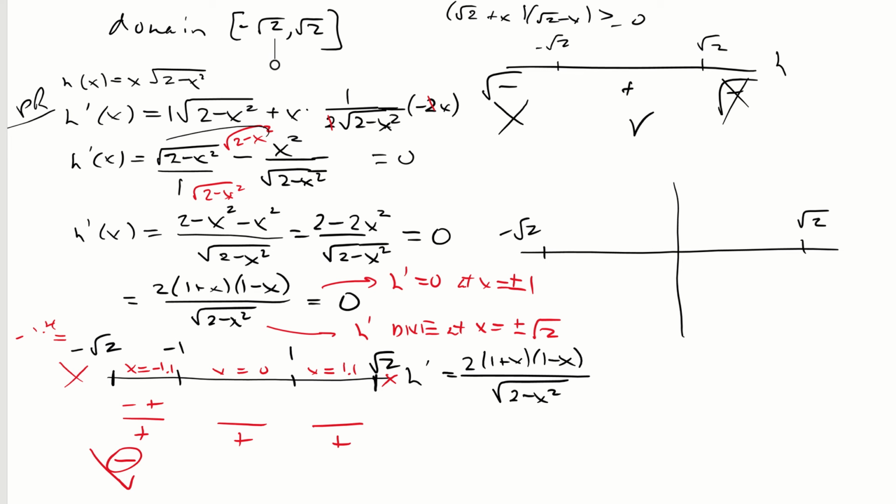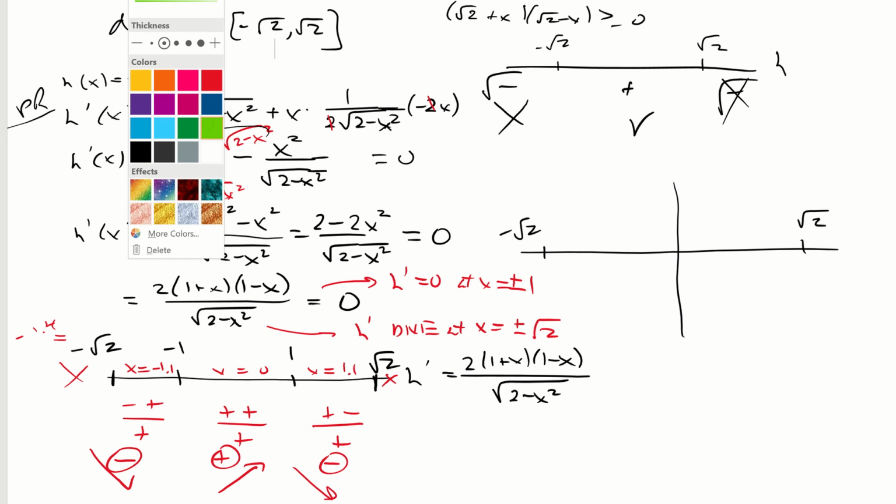When x is 0, you got upstairs, you got a positive. Positive over positive is definitely positive, and it's increasing. Then finally over here with 1.1, it's positive, but when 1 minus 1.1, you get a negative. So it's a positive over negative. The result is negative, and down she goes. Okay, so the same story.